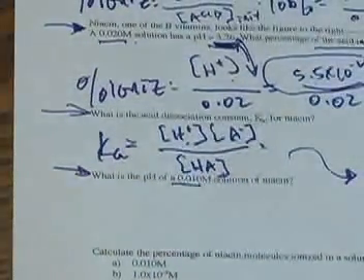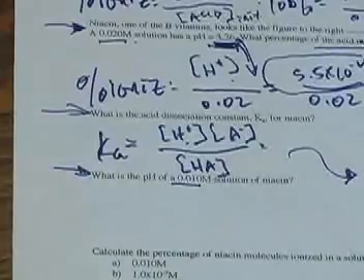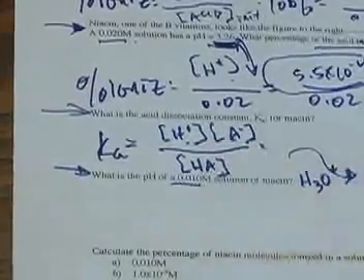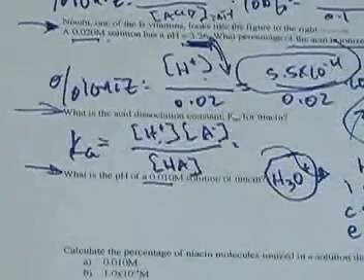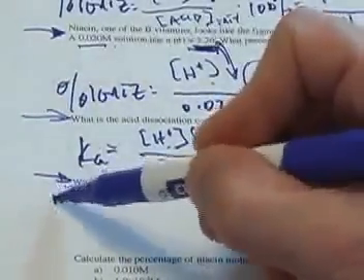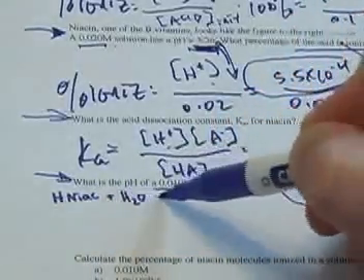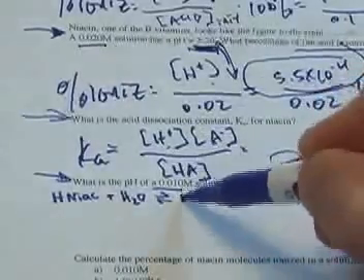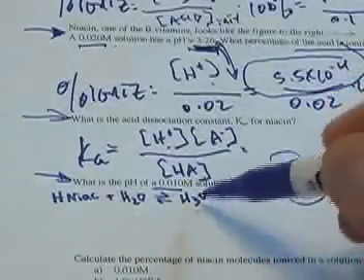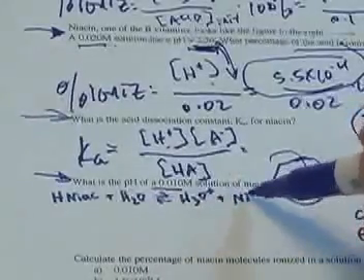What is the pH of a 0.01 molar solution of niacin? Well, now it's asking us to find the pH. So the goal here is to find out what is the H3O plus ion concentration, because if we find the H3O plus ion concentration, we just take the negative logarithm of that, and then we've got the pH. So write the equation again. H niacin plus water, and a double arrow because it's a weak acid, and we're going to end up with some H3O plus, the thing of interest, and then our niacin anion right here.